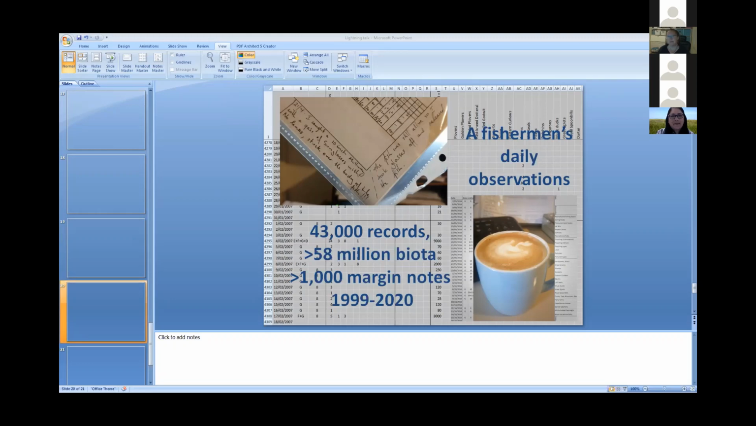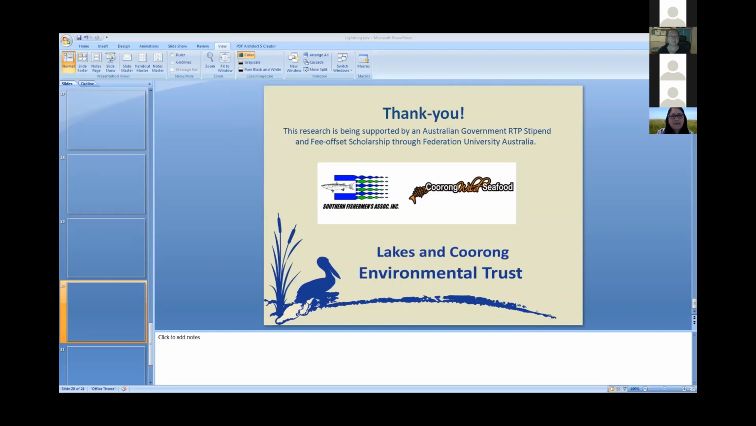And so that's my job at the moment, is that data set alone will more than double what we know about the estuary over the last 20, 30 years.